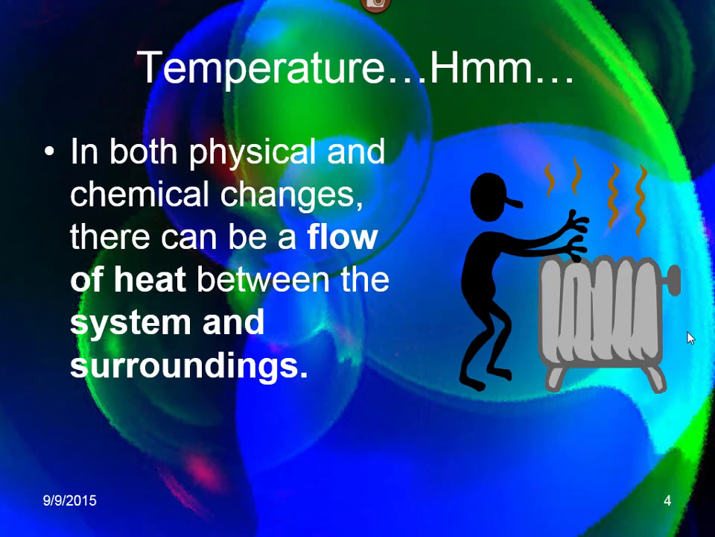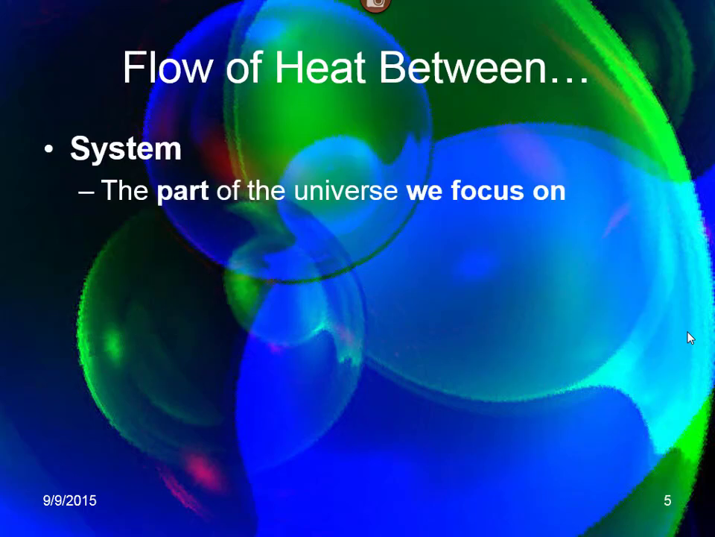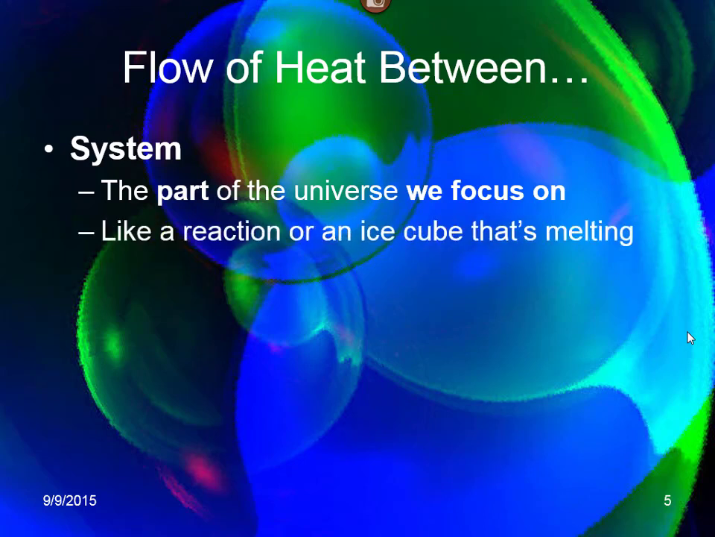So what are the system and the surroundings? What do we mean by those two words? The system is the part of the universe that we're looking at or that we are focusing on. The system is what we're looking at. The system is what we're focusing on. This could be a reaction in a test tube, or an ice cube that's melting, or the reaction that was taking place in that little beaker that you saw this morning.